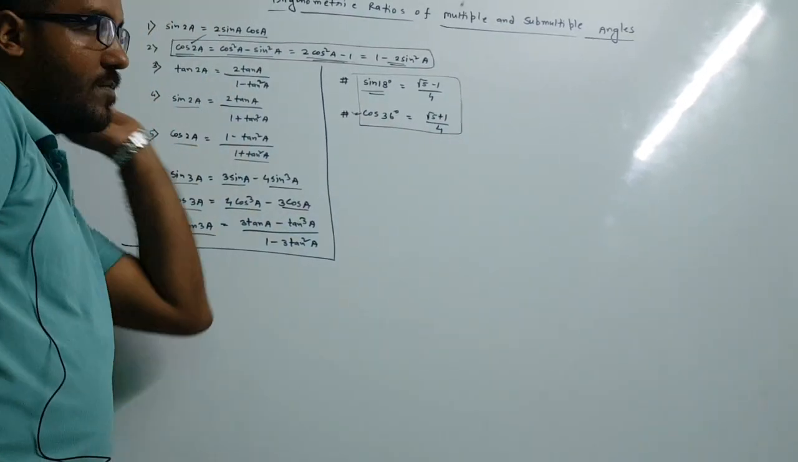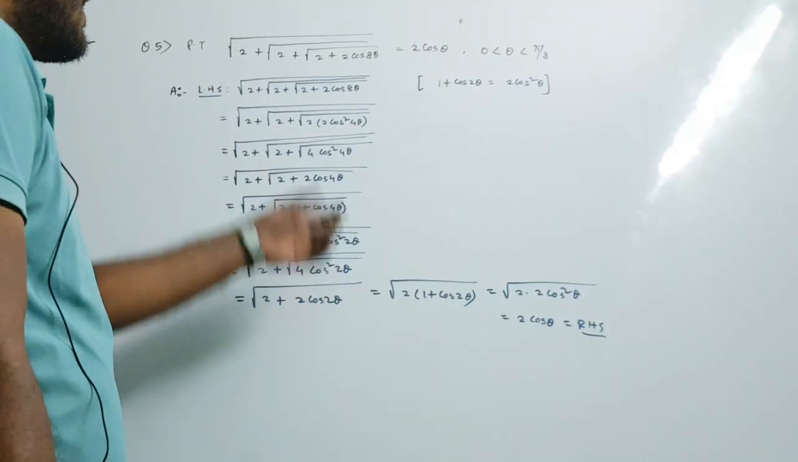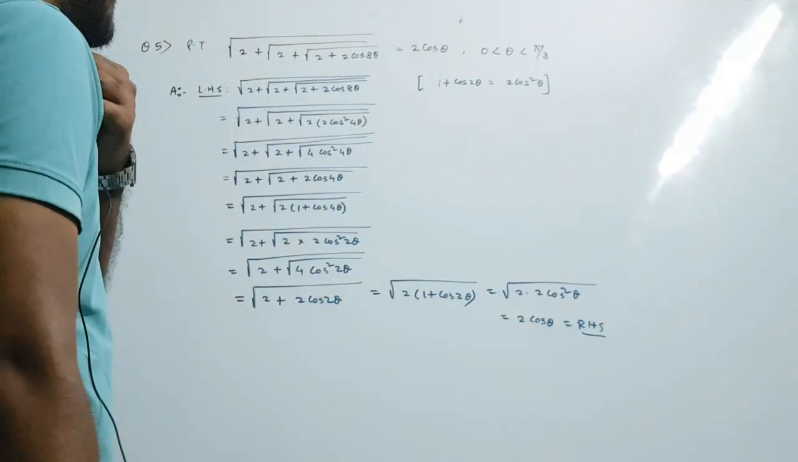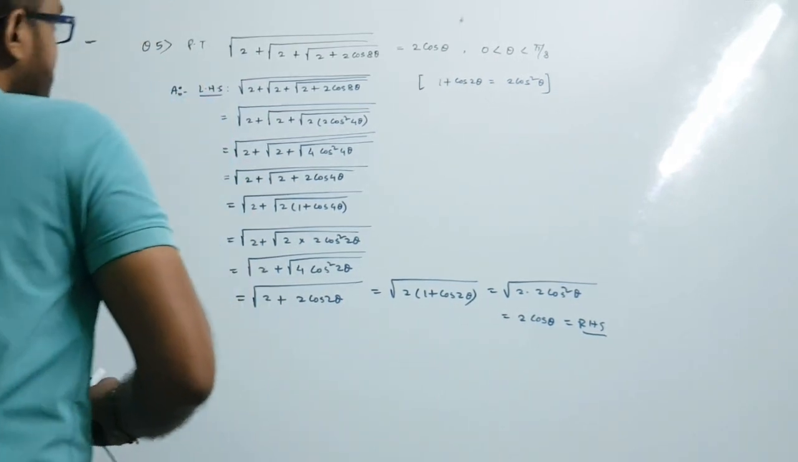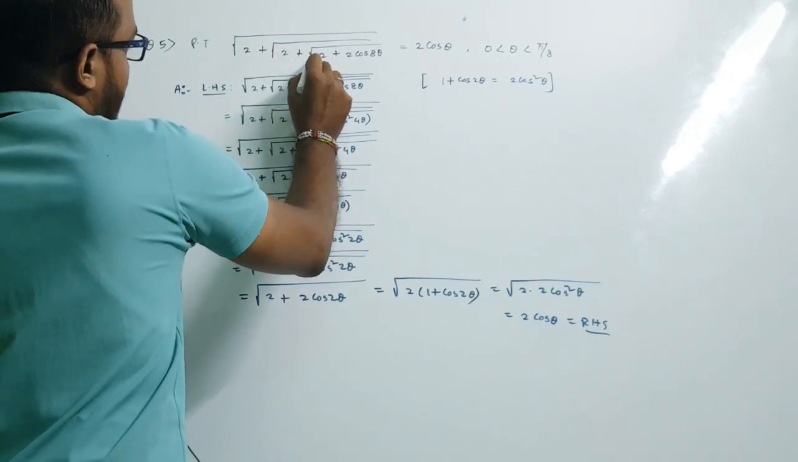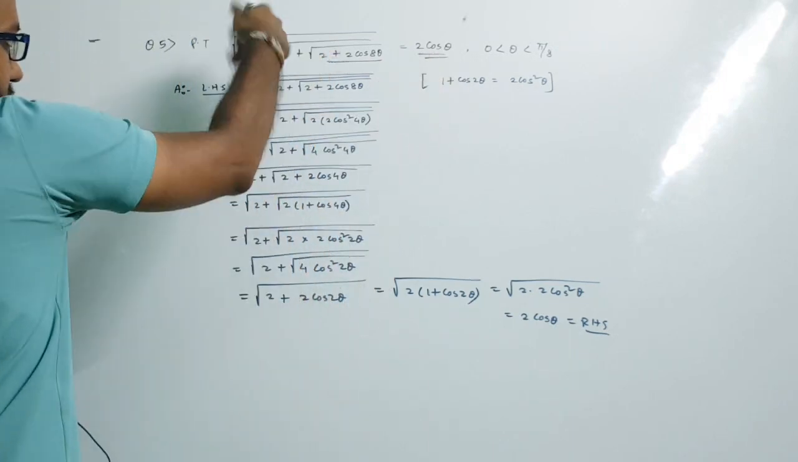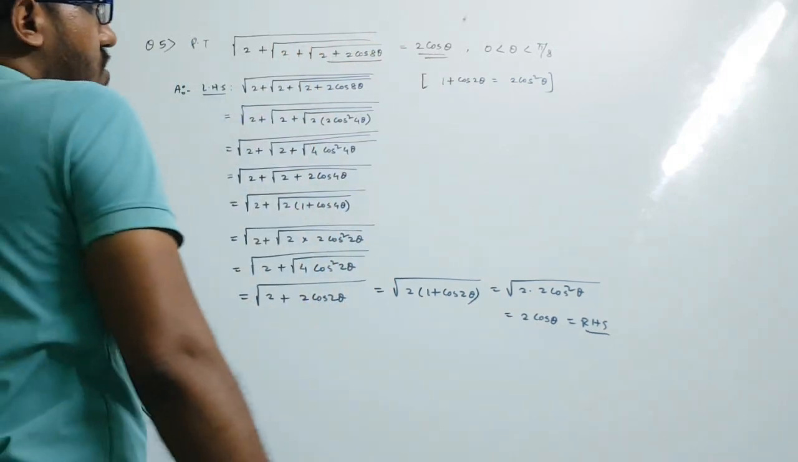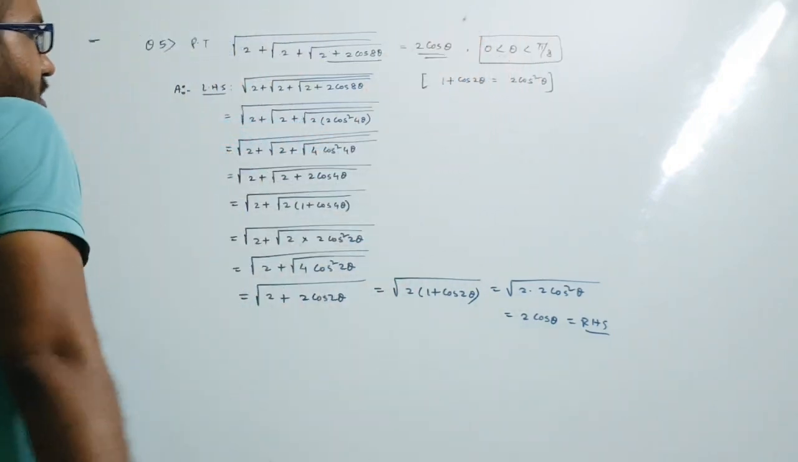Now we will solve some problems in order to clear all these formulas. Let us solve few problems related to multiple and submultiple angles. See, the question is given as root under of 2 plus root under of 2 plus root under of 2 plus 2 cos 8 theta, and you have to prove that this whole thing is actually 2 cos theta, and theta is given as an acute angle, 0 to pi by 8.